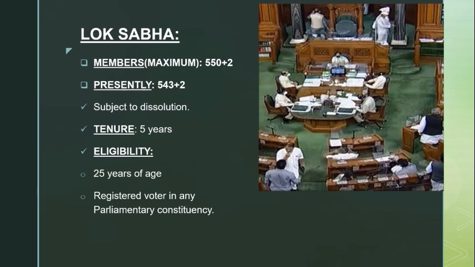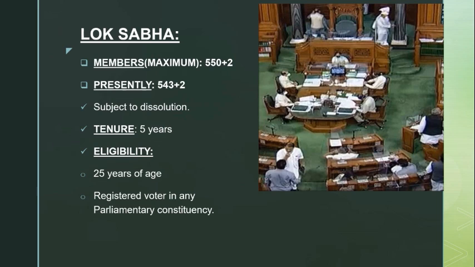Now we are going to discuss the second house of the Parliament, that is Lok Sabha. The maximum strength of the Lok Sabha can be 550 plus 2. But presently the Lok Sabha consists of 543 members, in which 530 members are directly elected from the states and 13 from UTs and 2 are Anglo-Indians.